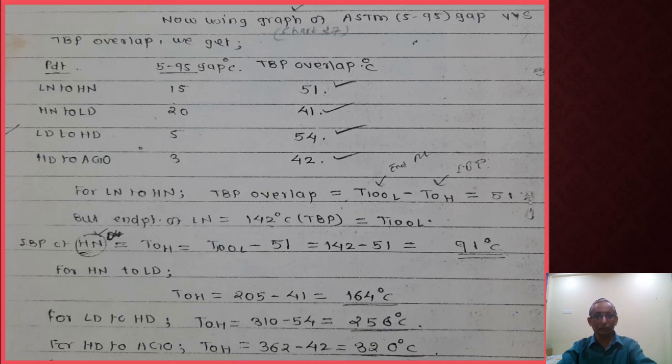A similar procedure we apply for heavy naphtha to light distillate, and light distillate to heavy distillate to AGO. This is solved here. This way, with the help of the TBP overlap, we identify T100L and T0H of the respective products. So these values 164, 258, 320 were identified, because these points are very important to find out the yield percentage.